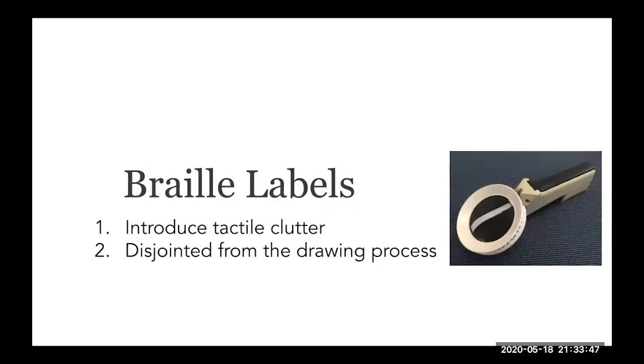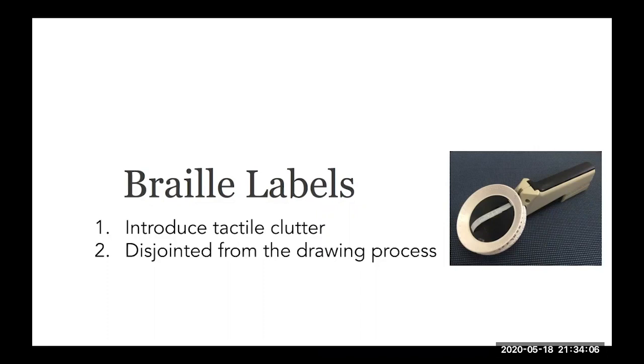Second, the entire process of creating a label is disjointed from the drawing process. To give an example, a sighted person can scribble their labels as they draw, but a person with visual impairment will have to print the labels using a braille label or use a stylus to punch out the labels on sheets and then place it on the drawing.